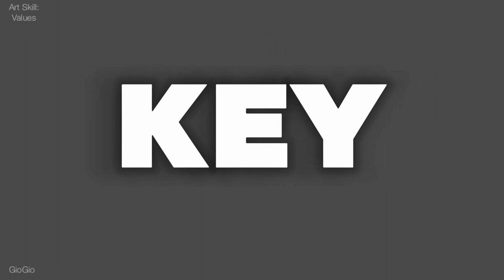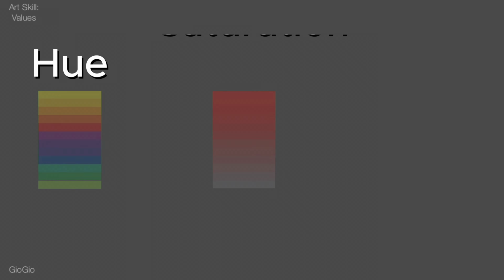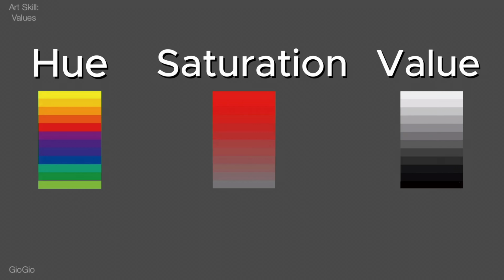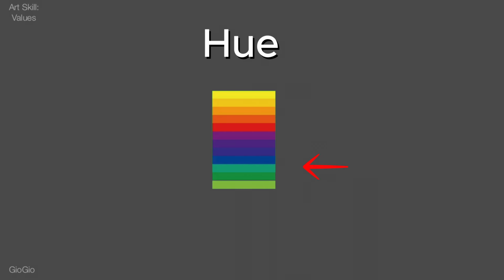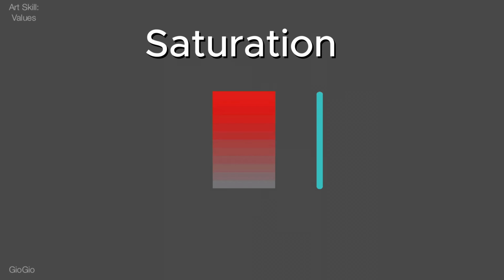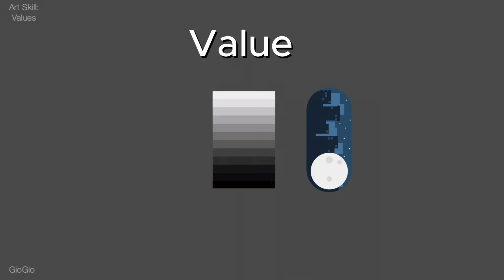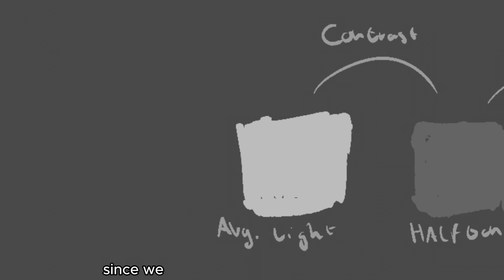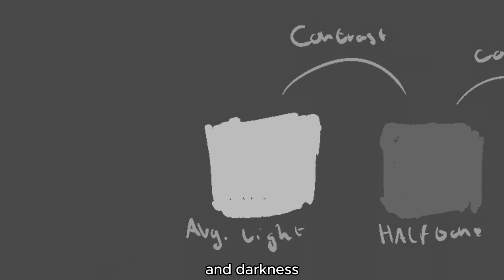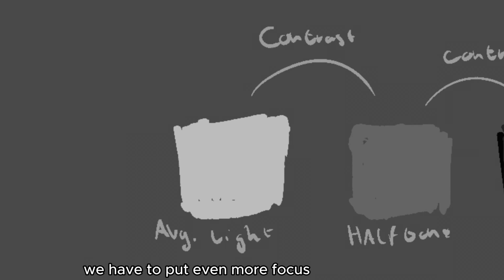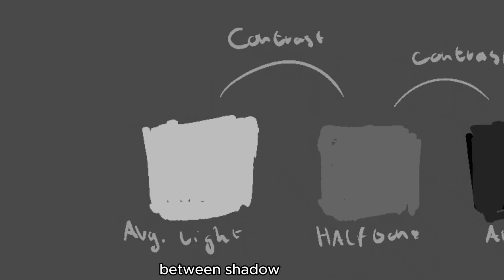Colors are made out of three key features. This is the hue, saturation, and the value. The hue symbolizes what color is shown. Saturation tells you how strong this color is, and value tells you how light or dark a color is. Since we want to recreate that feeling of light and darkness, we have to put even more focus on the contrast between shadow and light.